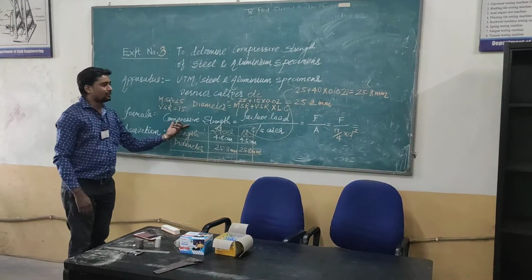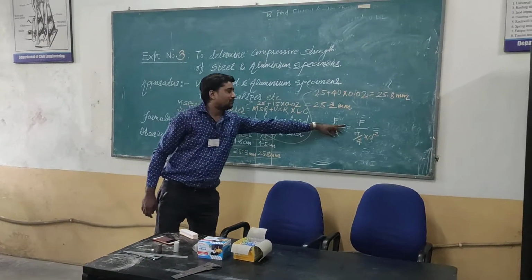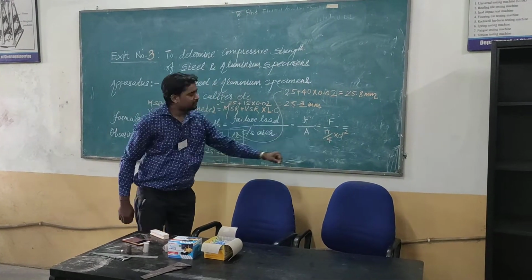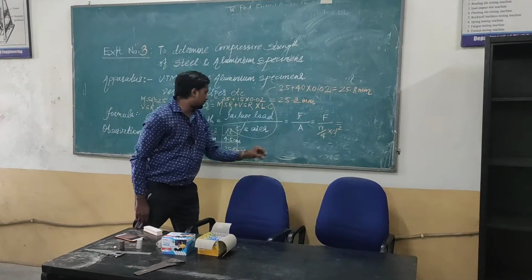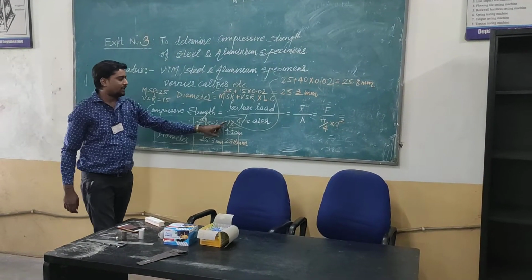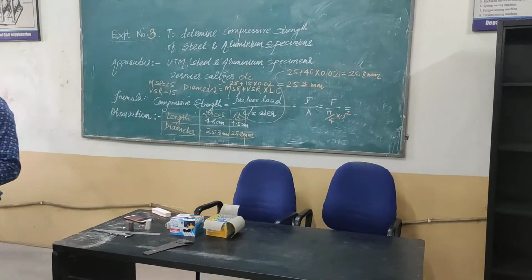So we are moving towards the actual performance. We have to calculate compressive strength again using the formula, failure load divided by cross section area. This one is D for diameter. The diameter value we have already calculated: steel 25.3, aluminum 25.8. So we are moving towards the actual performance on the UTM machine.